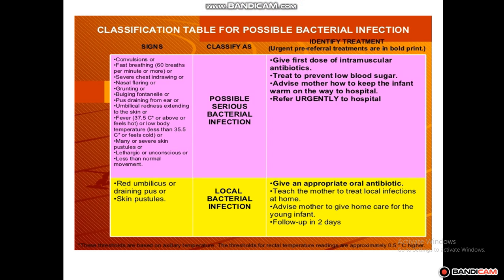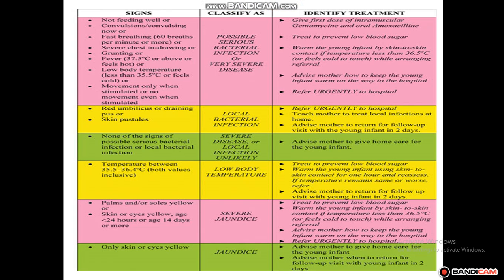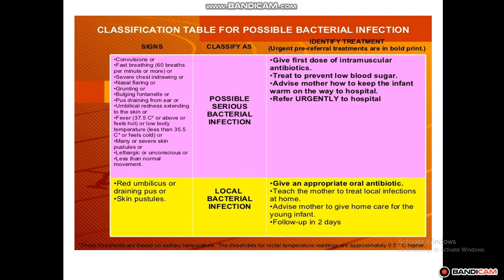If there is a possible bacterial infection, the child will show signs like convulsions, fast breathing, chest indrawing, nasal flaring, bulging of the fontanelle, pus draining from the ear, umbilical redness, fever, severe skin pustules, lethargy, unconsciousness, less than normal movement. So these are the common signs and symptoms which can indicate that the child may have a possible bacterial infection.